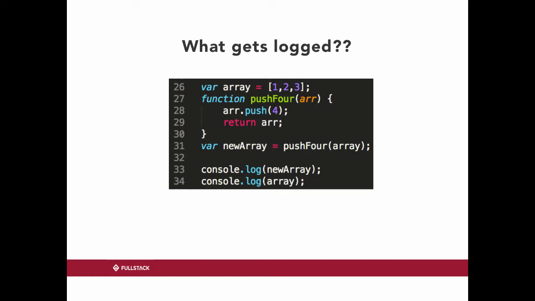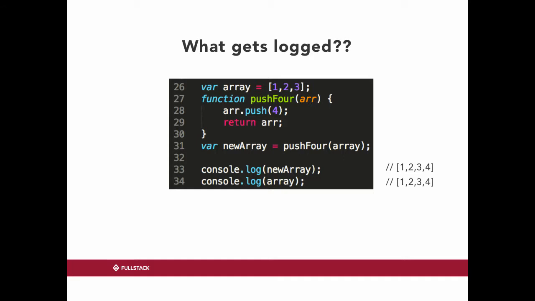Okay, so now we have an array of 1, 2, 3, and then we have a function called push4, and it takes an array and pushes 4 into that array and returns the array. And then we have a variable new array that is equal to the return value of push4 with the first array, 1, 2, 3, passed into it. What do we expect new array to log out? Yeah, 1, 2, 3, 4. And what do we expect array to log out? The first one. 1, 2, 3.